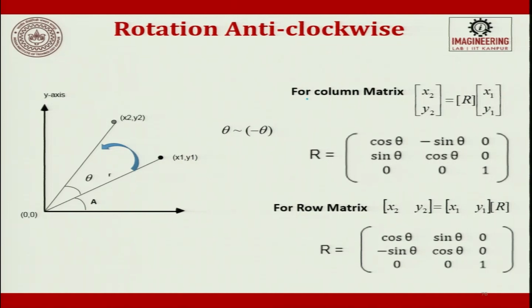So, if we want to express it in the column matrix form, x2 y2 is nothing but the rotation matrix transformation, whatever you do, and then it is x1 y1. You will write it like this when it is approximately equal to theta. Then 2 cross 2, in order to have a proper multiplication, becomes 3 cross 3, and when we do it for row it becomes like this. So, this is for anti-clockwise or counterclockwise direction.